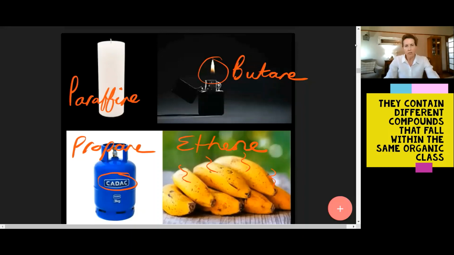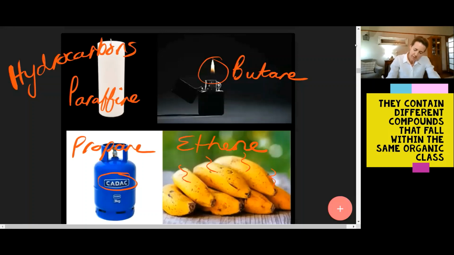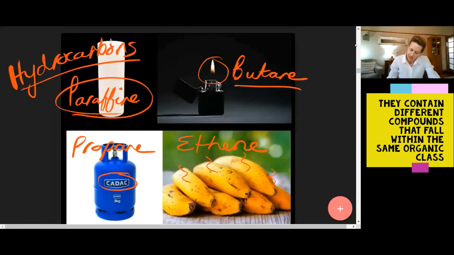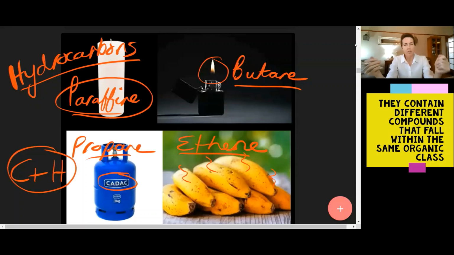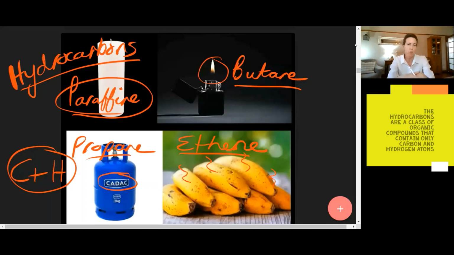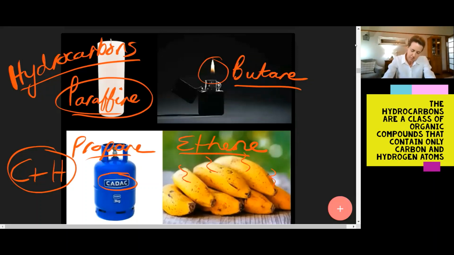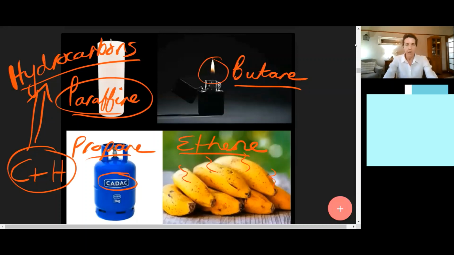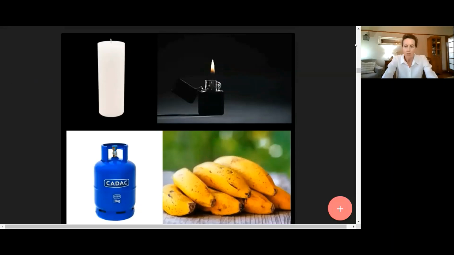So you might ask what this common organic compound is. It is called hydrocarbons. All of these substances, paraffin, butane, propane, and ethene, are all made up of only carbon and hydrogen atoms. And so we put the 2 words together like a portmanteau and it forms the term hydrocarbons. So we call these organic compounds hydrocarbons. In this video, we will look at what hydrocarbons are.